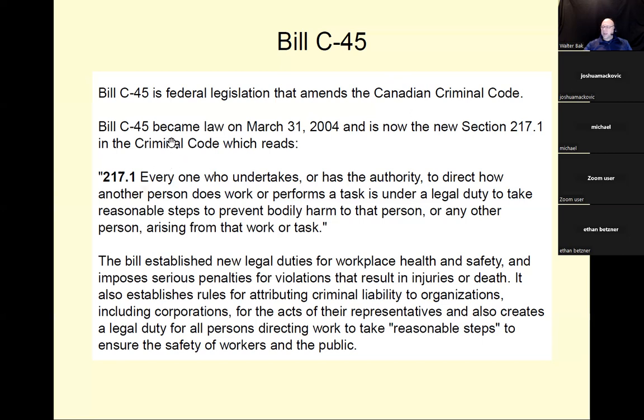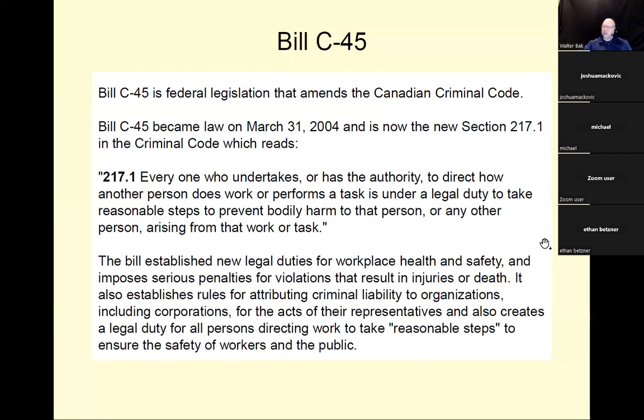So Bill C-45 became law on March 31st, 2004, and is now a new section of the criminal code, which reads: everyone who undertakes or has the authority to direct how another person does work or performs a task is under the legal duty to take reasonable steps to prevent bodily harm to that person or any other person arising from that work or task.